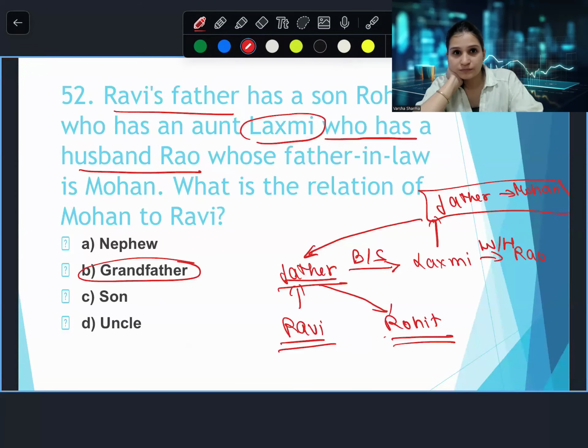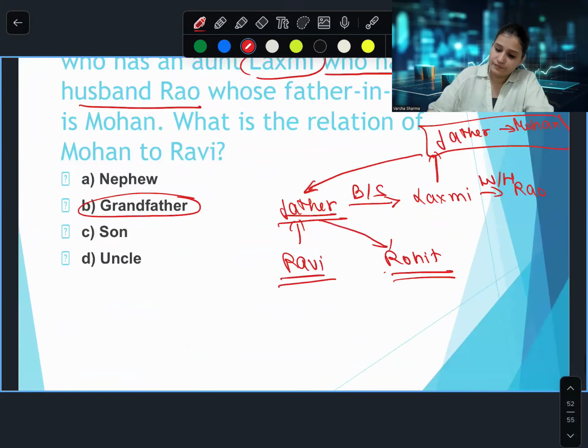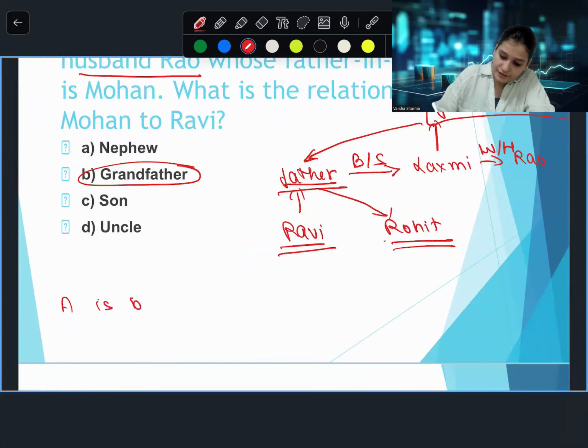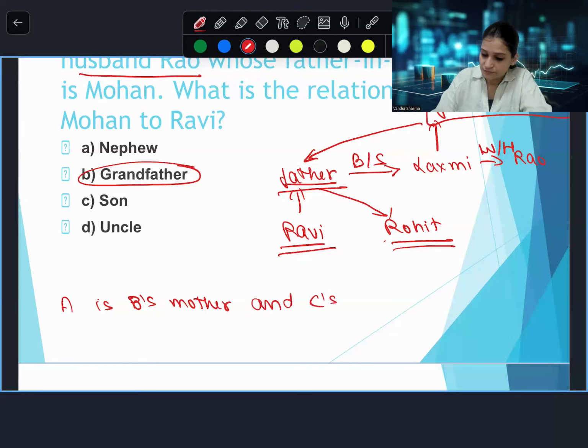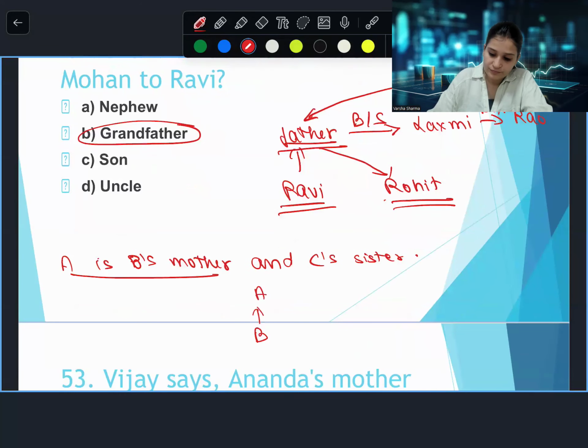Is it okay? Ma'am, can you give an example for how who and whose represent the first person? A is B's mother and C's sister. So first, A is B's mother. And C's sister means A is C's sister. A is the sister of C.